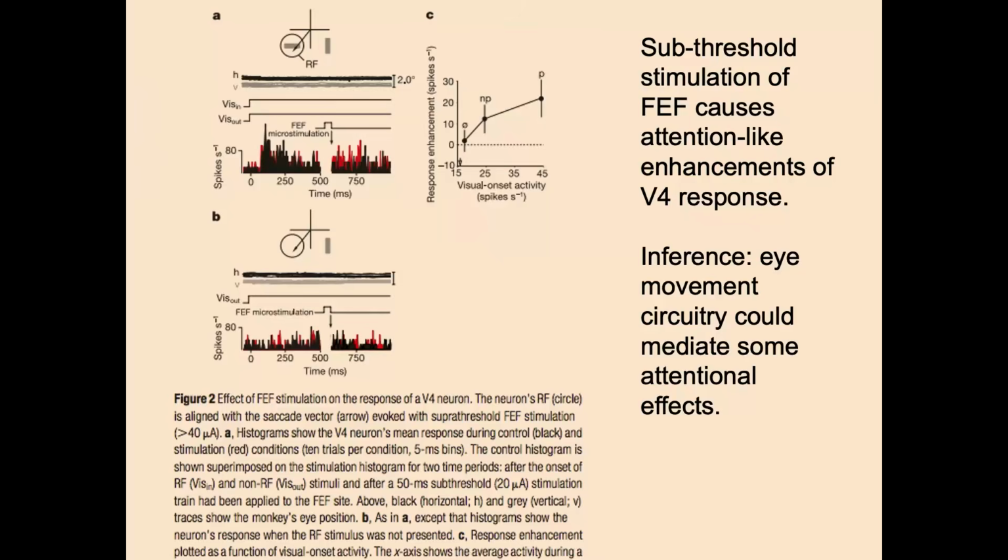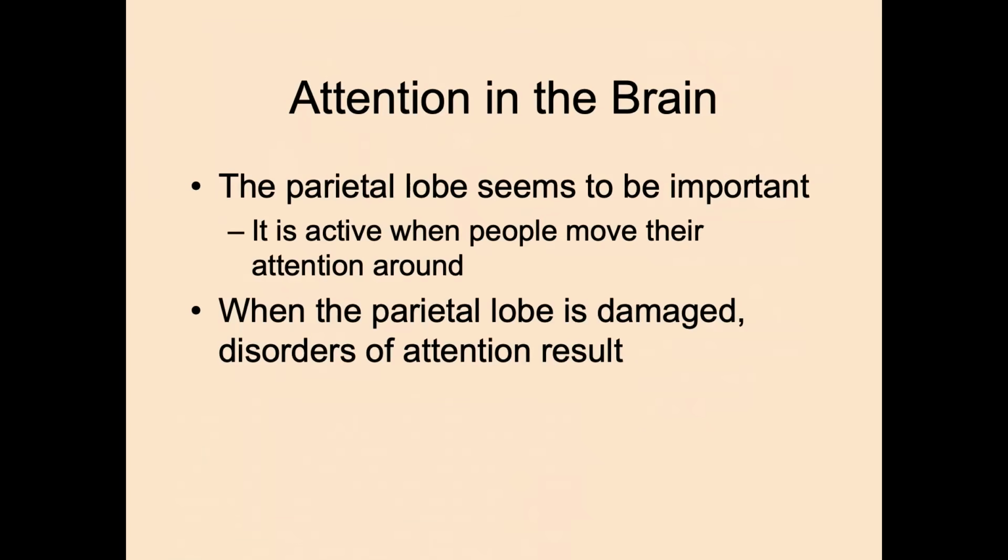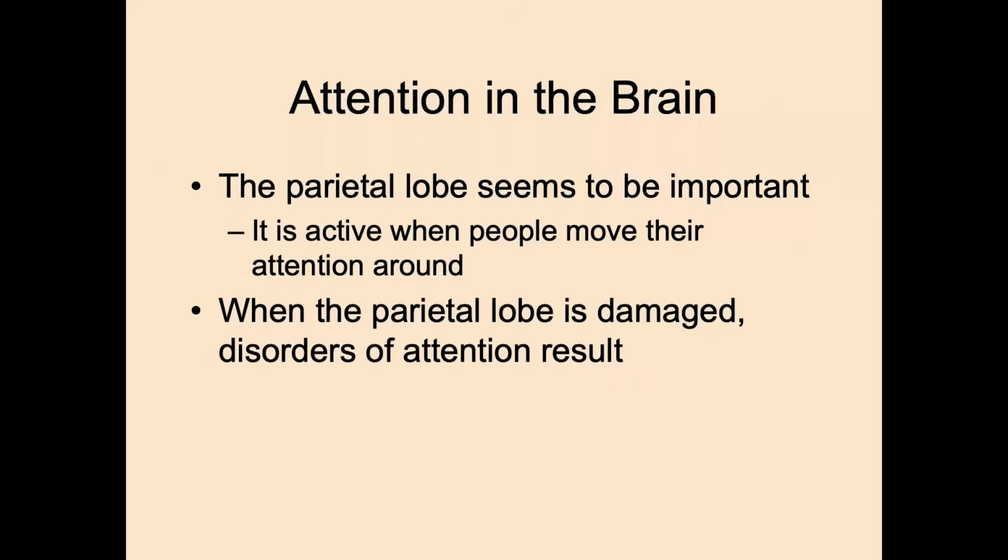So it's an interesting hypothesis. Okay, so far we've been talking about neural correlates of attention, right? So what changes in the brain when you're paying attention to something? And what we just discussed about eye movements is one potential proposal for where attentional effects might originate from. But there's another part of the brain, the parietal lobe, that also seems to be really important.